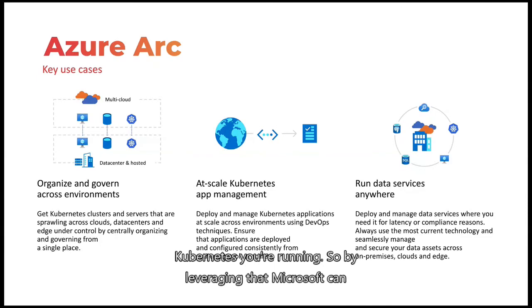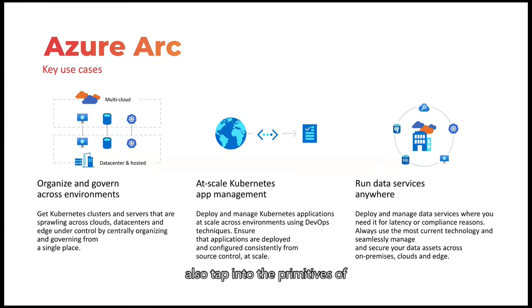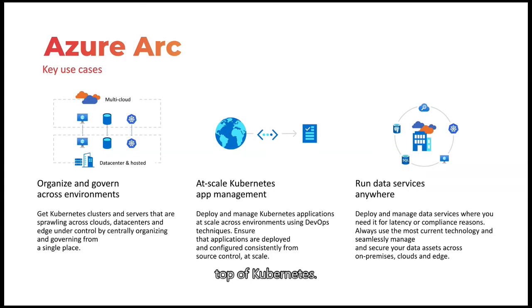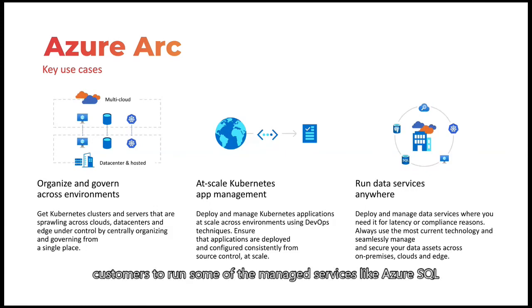So by leveraging that, Microsoft can manage Kubernetes clusters running anywhere, and it can also tap into the primitives of Kubernetes to deliver very highly available, fault tolerant, and rock solid data services and managed services on top of Kubernetes. And that enables customers to run some of the managed services like Azure SQL and Postgres Hyperscale in Kubernetes clusters managed by Azure Arc.